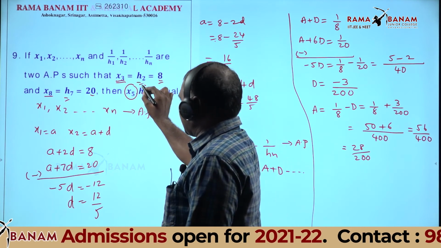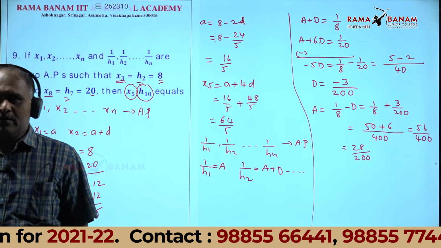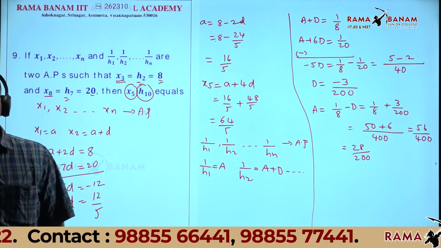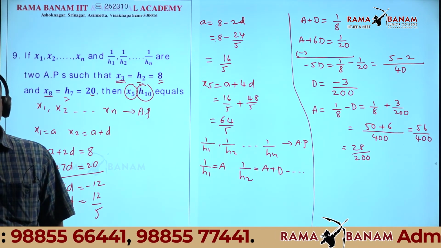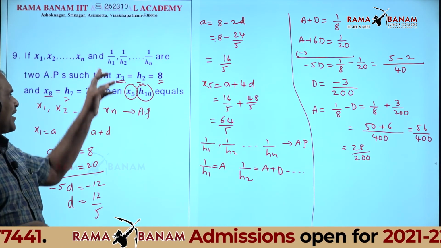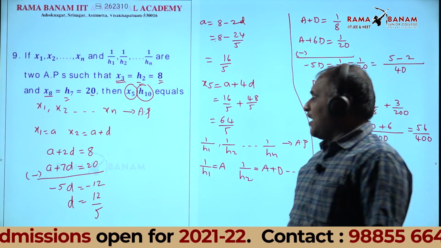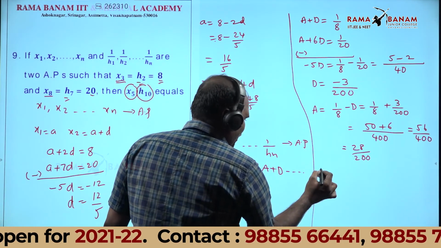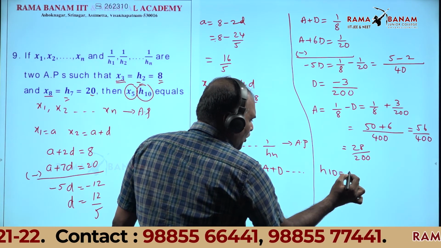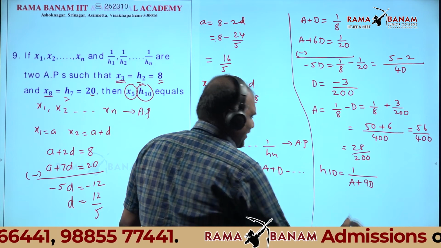What is the question asking? H10. How to find H10? A plus 9D is 1 by H10, because it is given that way in the question. Therefore, H10 is equal to 1 by A plus 9D.